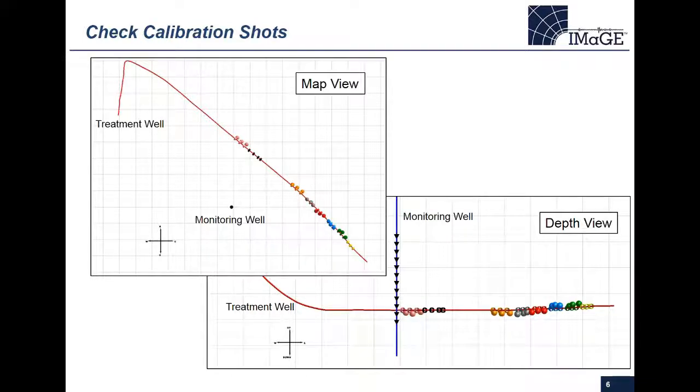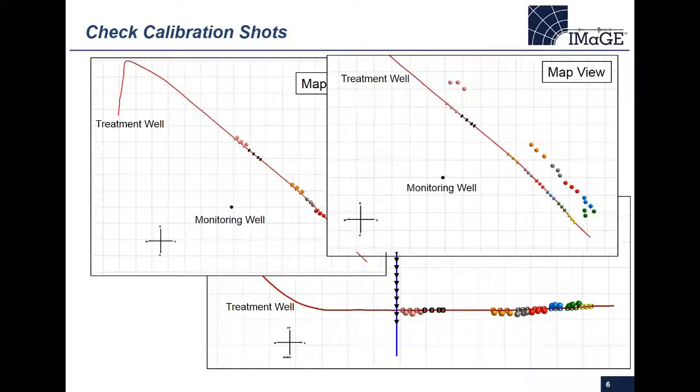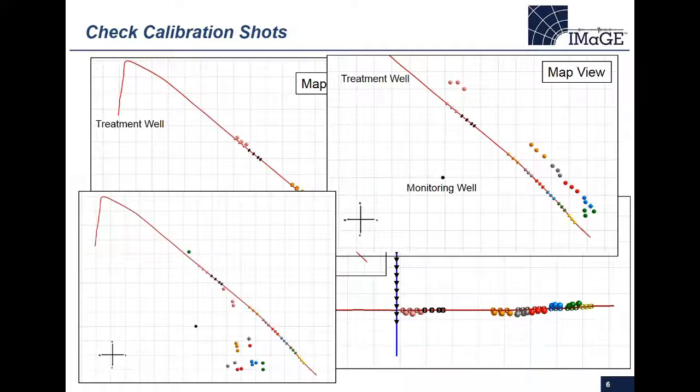But sometimes you'll get projects where your calibration shots won't be anywhere close to your treatment well. This is an extreme example here, so hopefully no results like this, at least no final results. But you can see they're all offset from your treatment well, and that screams something's incorrect, or maybe they're just all over the place, like this example.